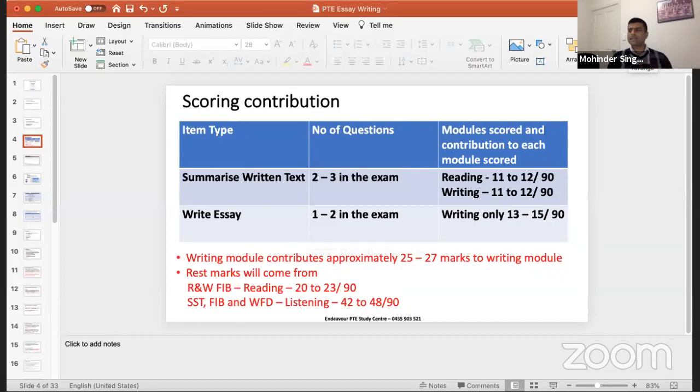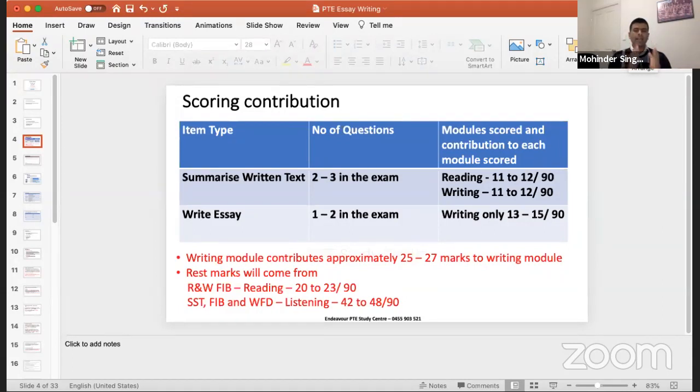My IELTS writing score was 8, and I know how I achieved that. But having said that, for an average student, it is difficult to get 7+ bands in IELTS, right? But here, Pearson has reduced the writing question types to a very small score. For example, out of 90 score in writing, only 25 to 27 marks will come from the writing module. So almost 1/3, even less than 1/3.